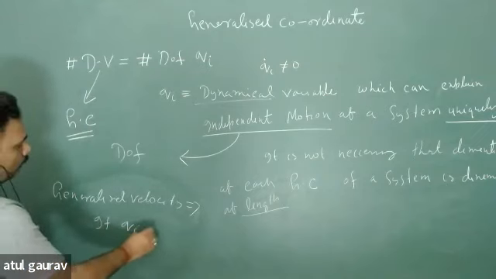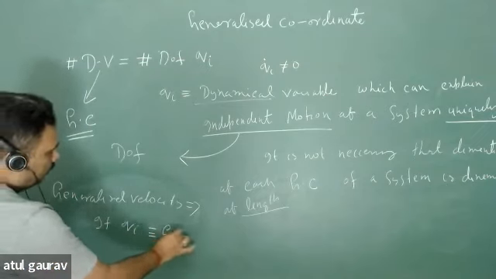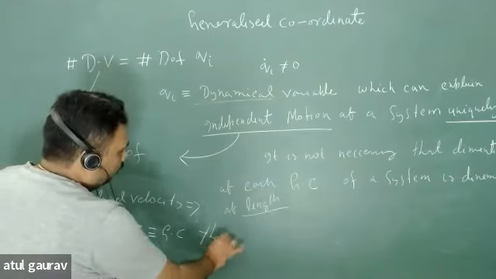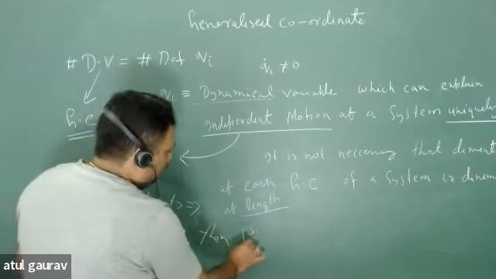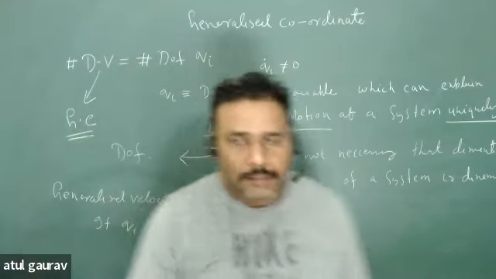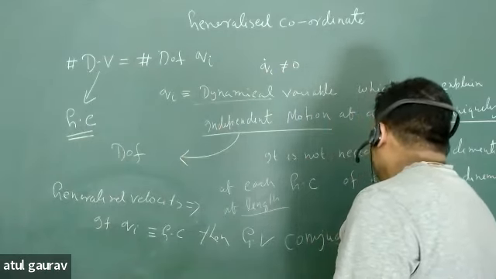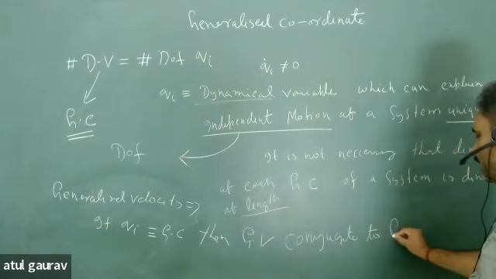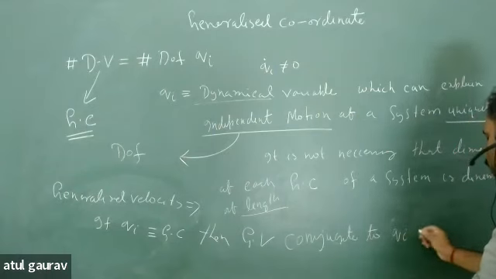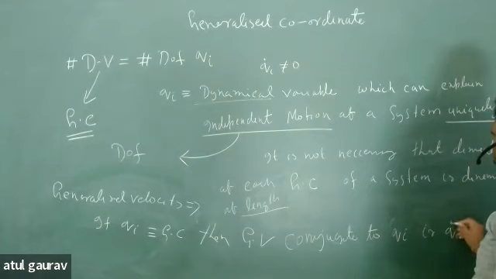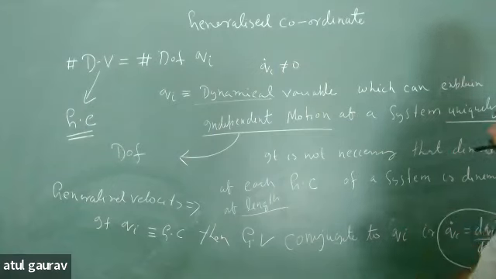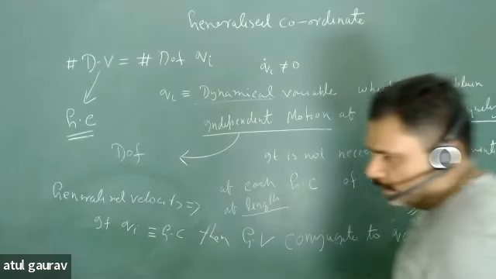If Qi is a generalized coordinate, then look at the wording, the wording is very important. Then the generalized velocity conjugate to Qi is Qi dot, which is dQi upon dt. This is identified as your generalized velocity.